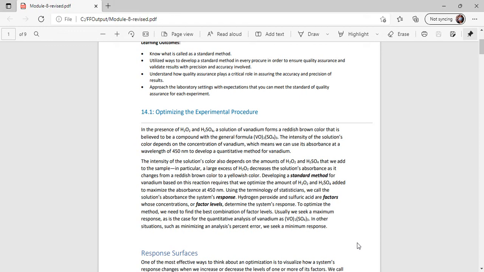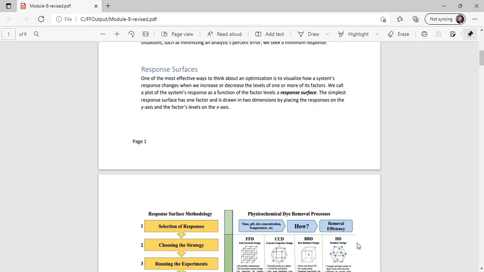Now, you have response surfaces. One of the most effective ways to think about the optimization is visualization of how the system response changes when we increase or decrease the level of one or more of its factors. We call a plot of the system response as a function of factor levels a response surface. The simplest response surface has one factor and is drawn in two dimensions by placing the response on the y-axis and the factor level on your x-axis.